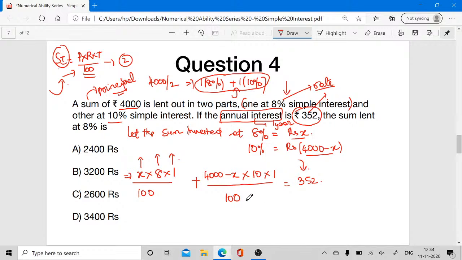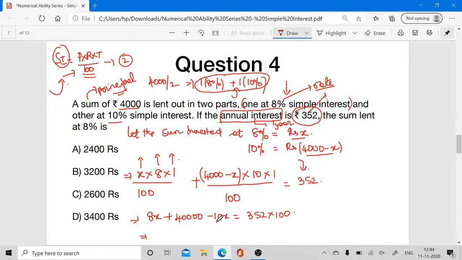Now equate this formula. So the 100 will go here. This will be 8x plus 4,000 minus x, inside the bracket. 4,000 into 10 is how much? 3 zeros are already there, add one more 0. So that is 40,000 minus 10x is equal to 352 into 100. Yes or no?